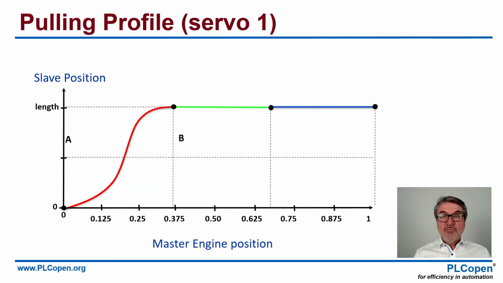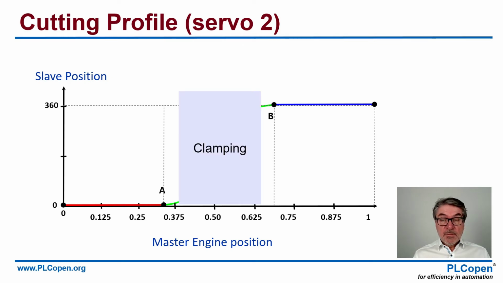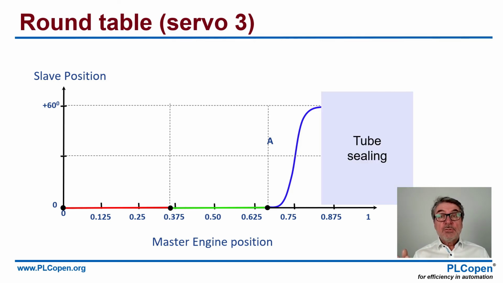If we look at the profiles that we use, for servo 1, we unwind the tube. So you see a master versus a slave, and the slave goes to the required length of the tube. The cutting is servo 2, that's that part. And of course, part of that is dealing with the clamping. So we link that to a clamping functionality. And the third one is the round table. If the tube is on there, we turn it 1/6 of a full round, and the workstation works on that part. For instance, tube sealing.